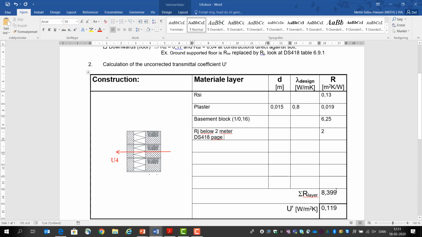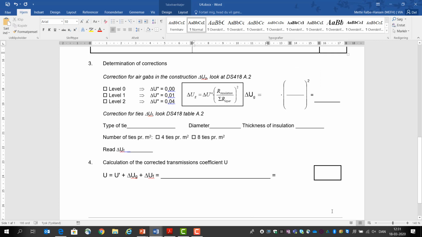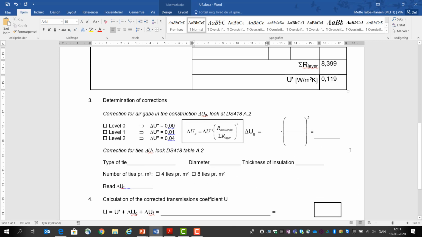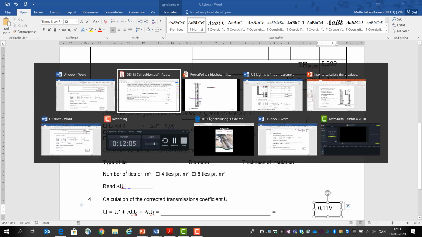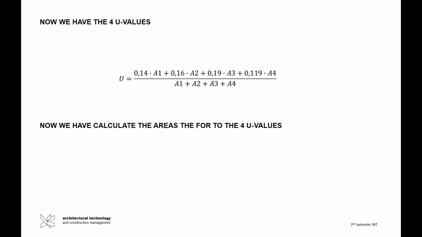Then we add them together, we get the total resistance, and then we have the opposite, which is 1 over 8.399. So the U value will be 0.119. And no air gaps and no wall ties. So the corrected U value will also be 0.119. So here. So now we have all the U values, and I put them into the formula here. So we have U1, 0.14, U2, 0.16, U3, 0.19, and U4, 0.11. So now we have to calculate the 4 areas to the 4 U values.